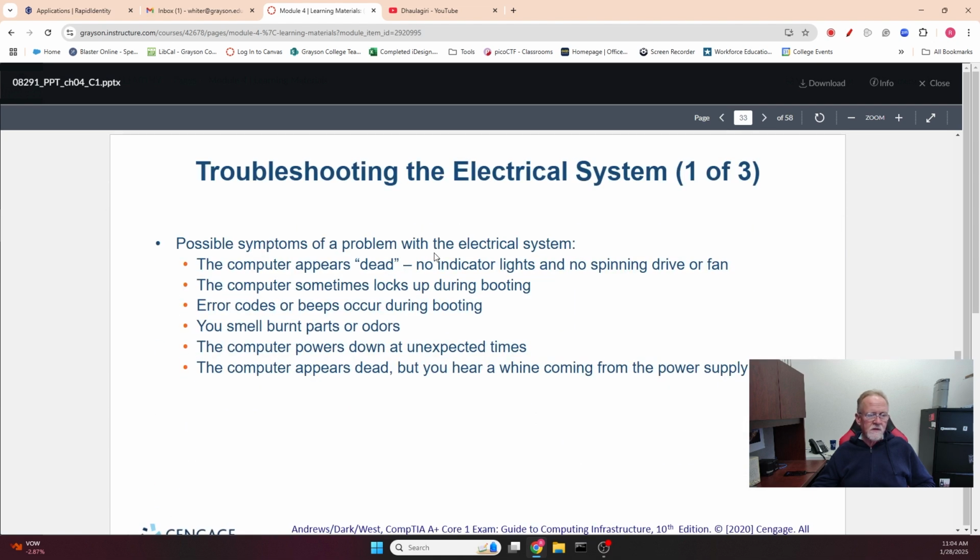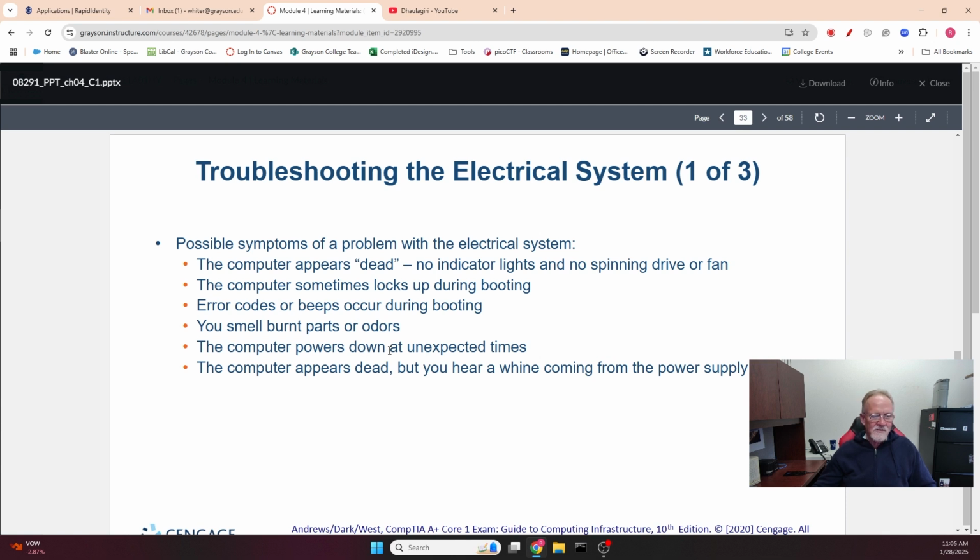Possible symptoms of a problem with the electrical system. The computer appears dead. No lights, no LEDs on the motherboard, no LEDs on the front, none of the fans will spin up, and no drive sounds. The computer sometimes locks during boot. Error codes, and the error codes that you're getting are those that indicate power problems. You smell burnt or dead parts. If you smell a burning odor coming from the computer, that's an indication that you have a power problem.